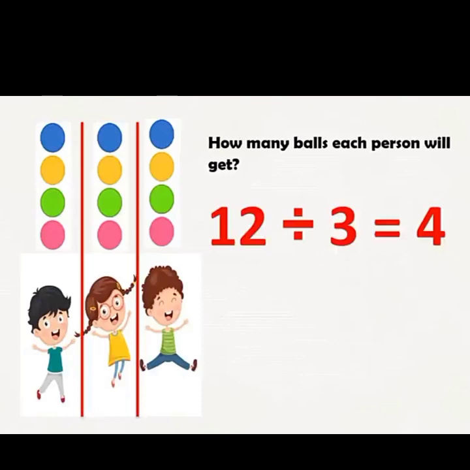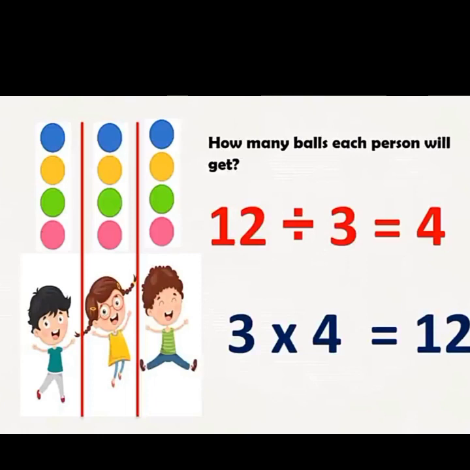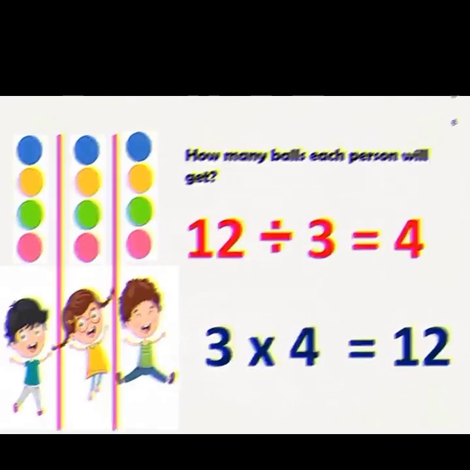Division is the opposite of multiplication. We can simply multiply 3 times 4 is equal to 12. This means that our answer is correct. Let's take a look at this example.